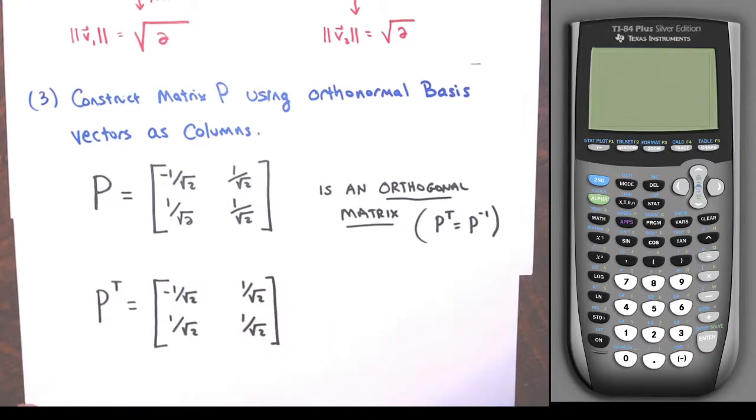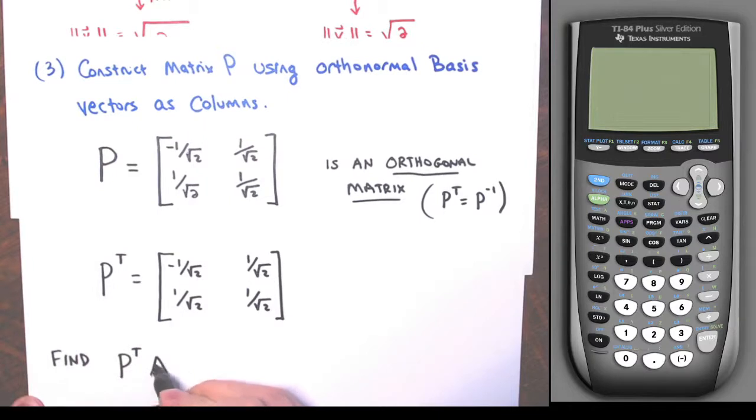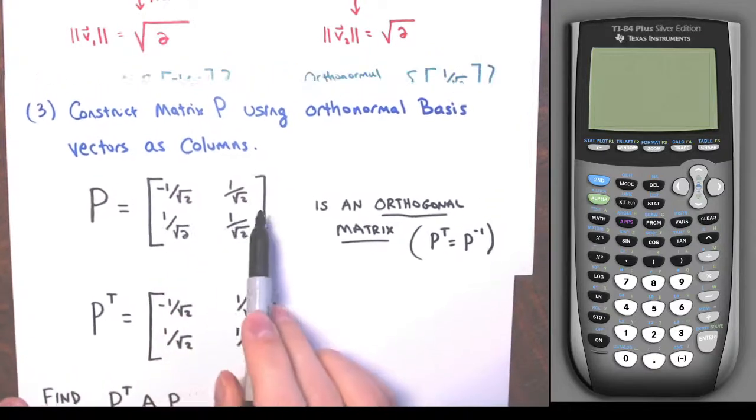Okay, and then let's check. Let's find P transpose times A times P and see what we get. Now, if you did everything correctly, and I'm pretty sure I did, this should be equal to a diagonal matrix. And it's a diagonal matrix where down the main diagonal I'll have the eigenvalues of A in the same order that I put these columns of P.